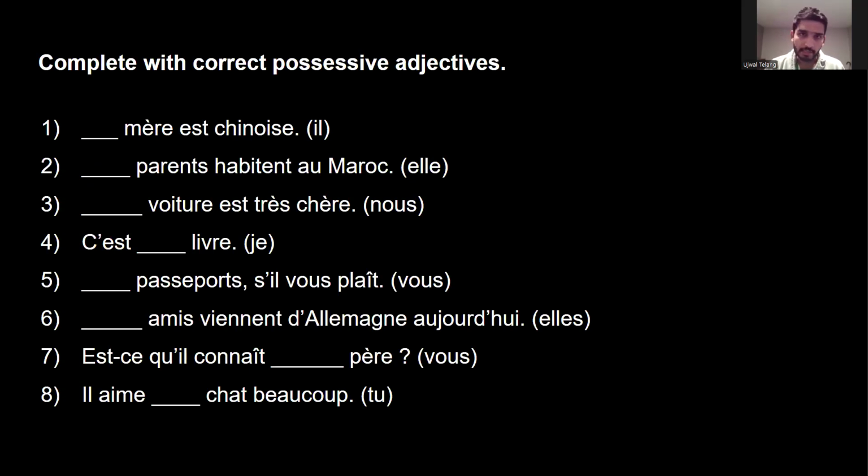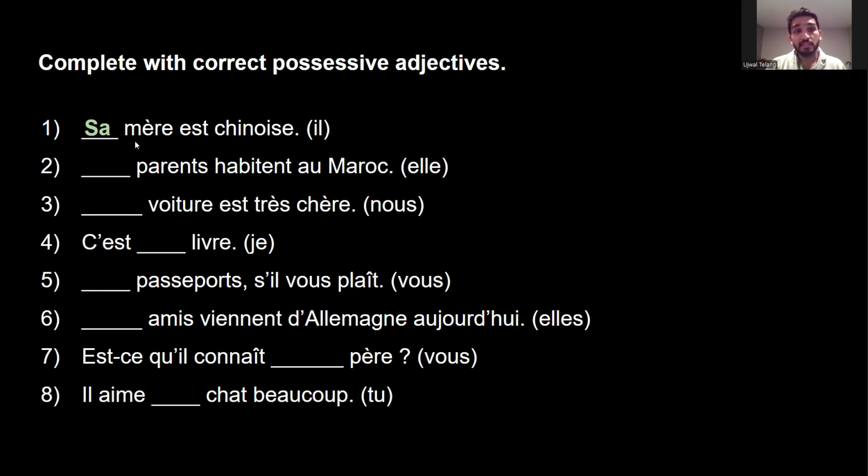So let's try this exercise. Okay? Dash, mère est chinoise. And in the brackets, I've given the pronoun. So this means he. So if you want to say his mom is Chinese, right? Are you going to use son mère or is it going to be sa mère, right? So it's going to be sa mère. Why? Because mère is feminine.